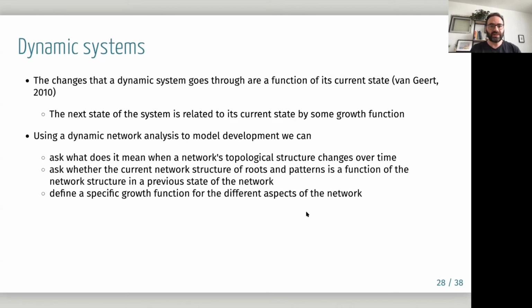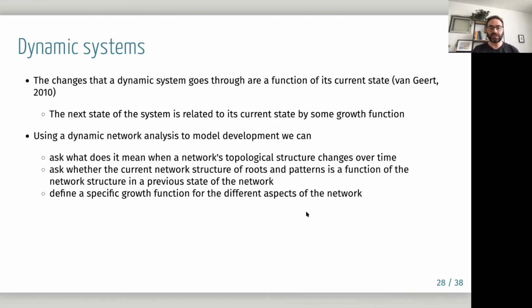Let's talk about dynamic systems. A dynamic system is a system that changes through time. And the changes that a dynamic system goes through are a function of its current state. So the next state of the system is related to its current state by some growth function that needs to be determined. Using a dynamic network analysis to model development, we can thus ask, what does it mean when the network's topological structure changes over time?